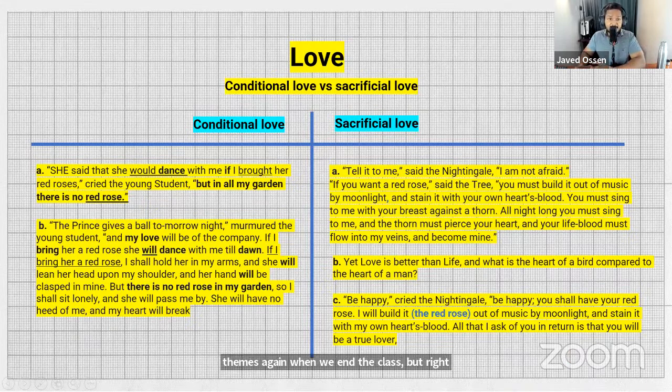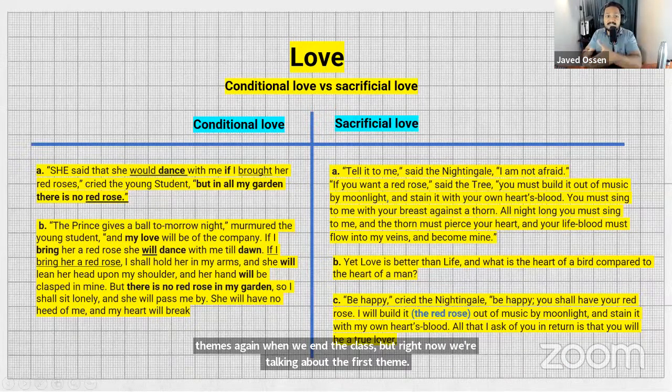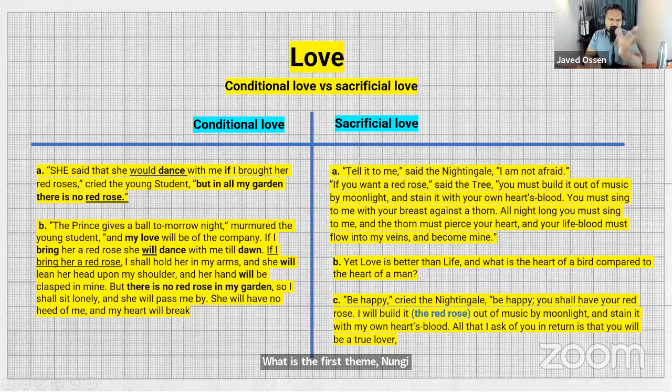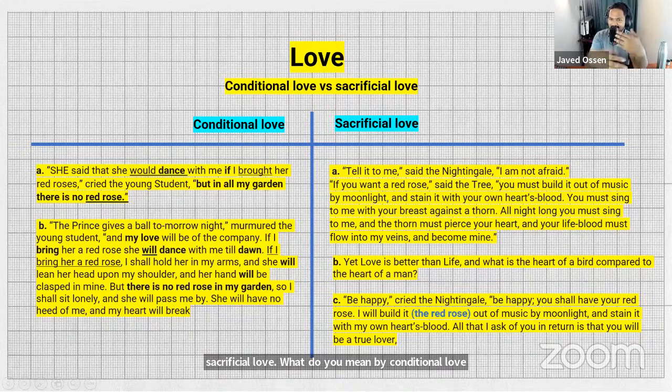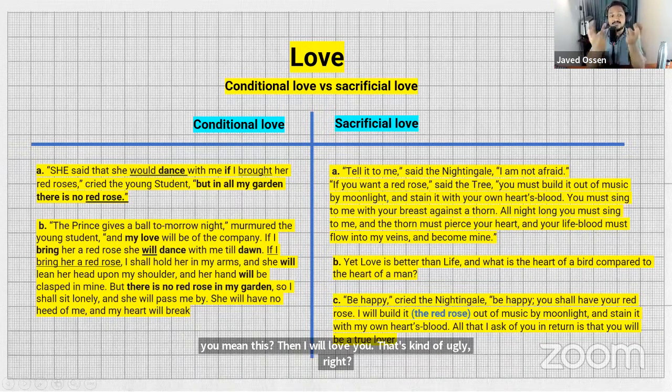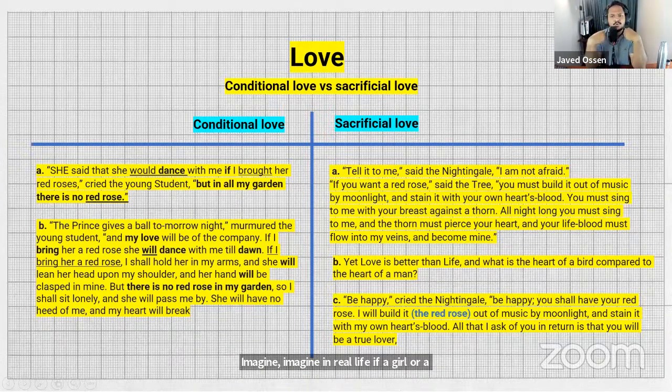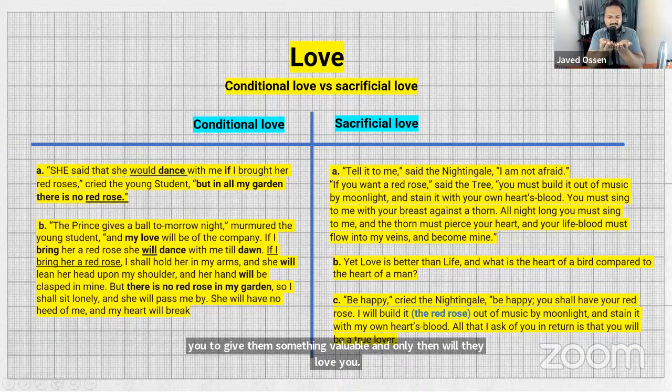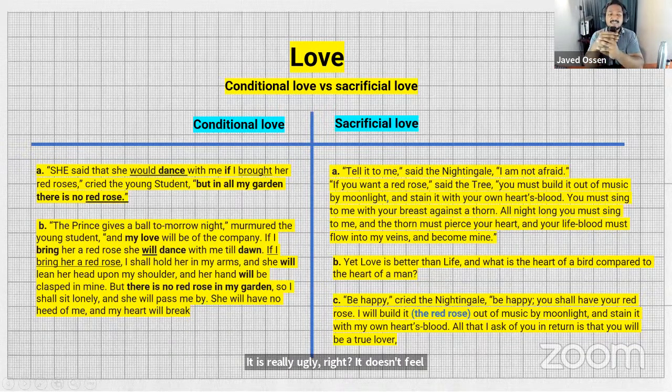What is the first theme, Nangi? Conditional love versus sacrificial love. What do you mean by conditional love? Give me this, then I will love you. That's kind of ugly, right? Imagine in real life, if a girl or a boy tells you to give them something valuable and only then will they love you. It is really ugly, right? It doesn't feel right if someone says that they love you if you buy them an iPhone, buy them a diamond watch. Do you understand? So there is conditional love, which is very negative in The Nightingale and the Rose.